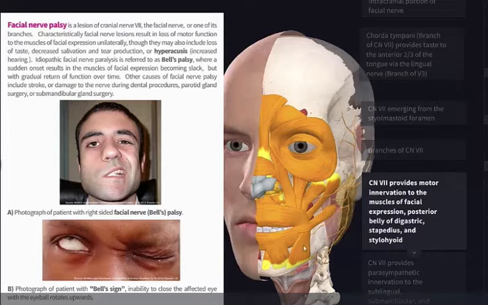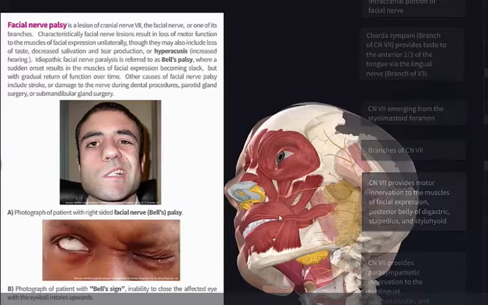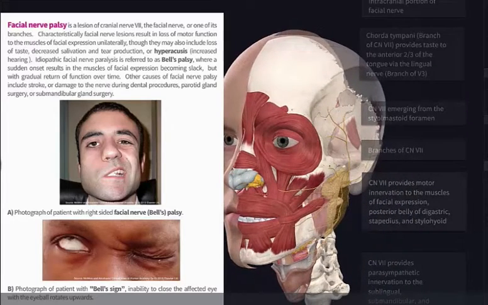In addition to that, also to the posterior digastric, the stapedius, which is a tiny little muscle in the inner ear, and the stylohyoid, which, as the name implies, goes from the styloid process to the hyoid bone.